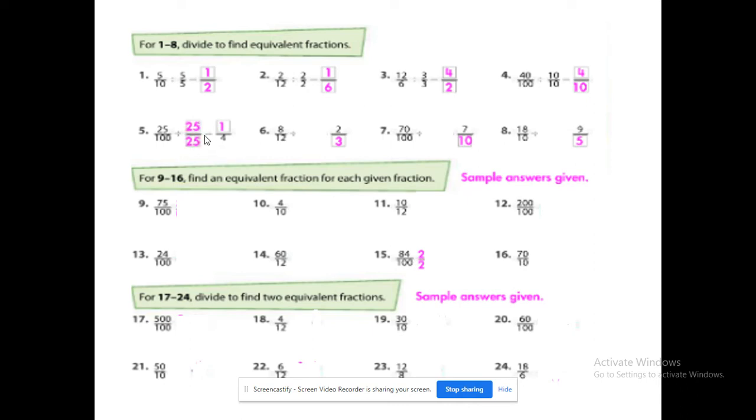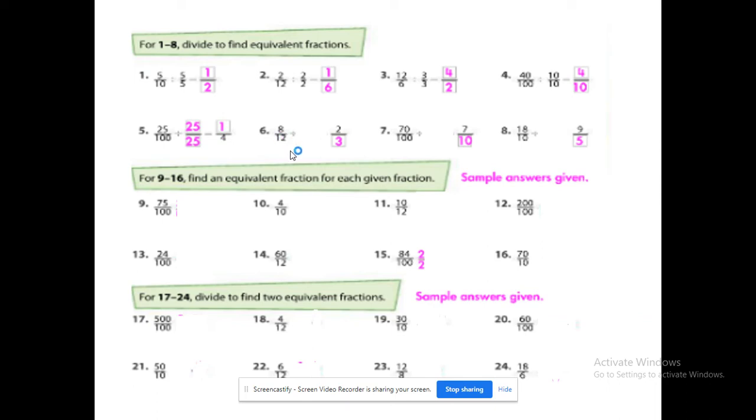I think it's 25 because 100 divided by 25 gives me 4, and for sure I have to divide the numerator by the same number. If you divide the denominator by 25, you are going to divide the numerator by 25. So 25 divided by 25 is 1. 100 divided by 25 is 4.